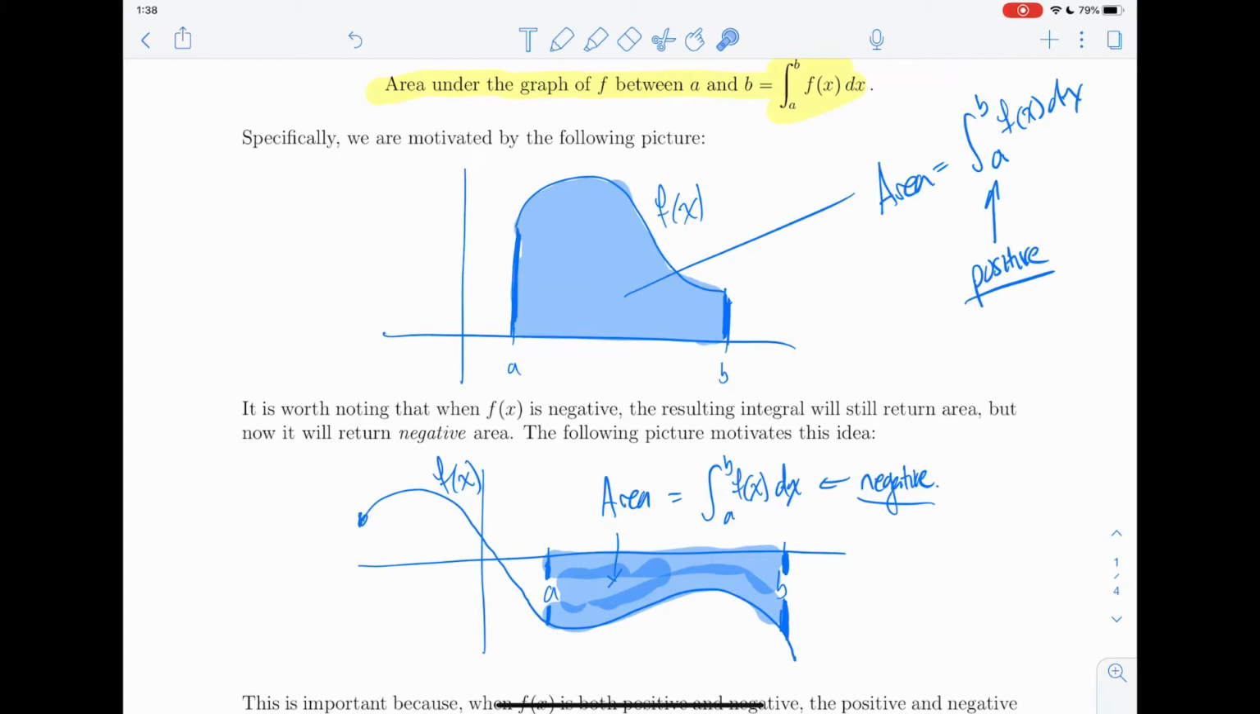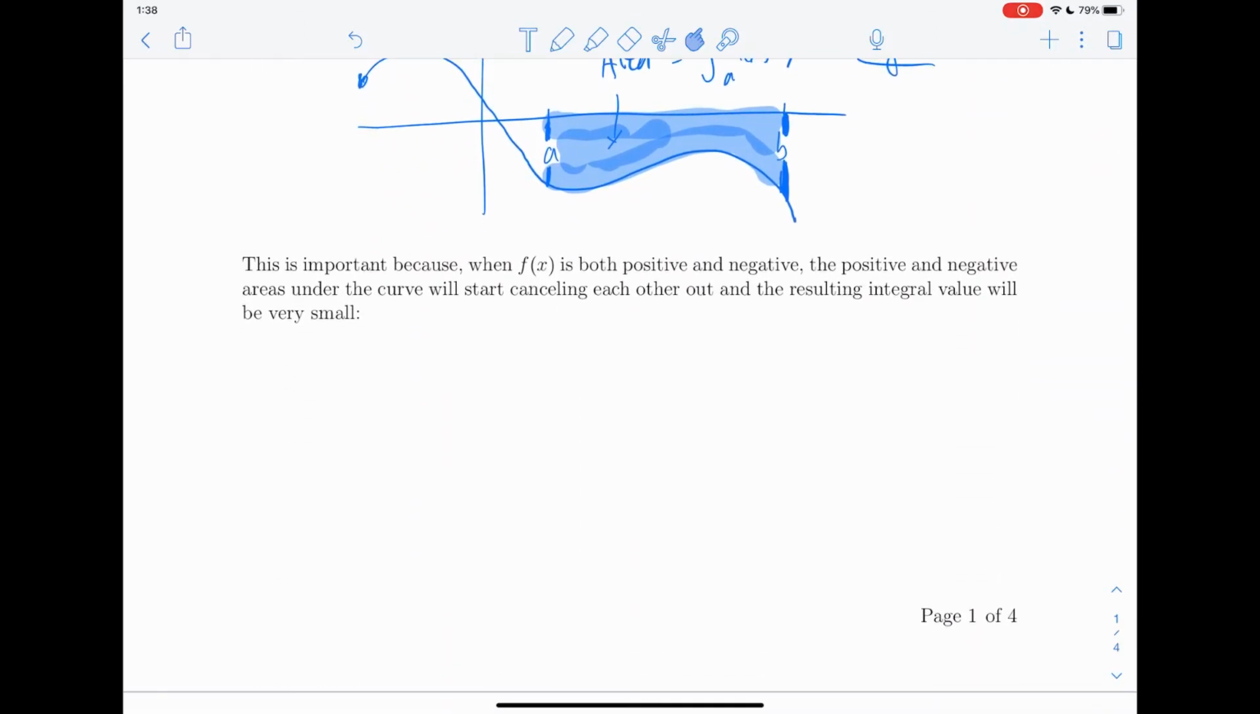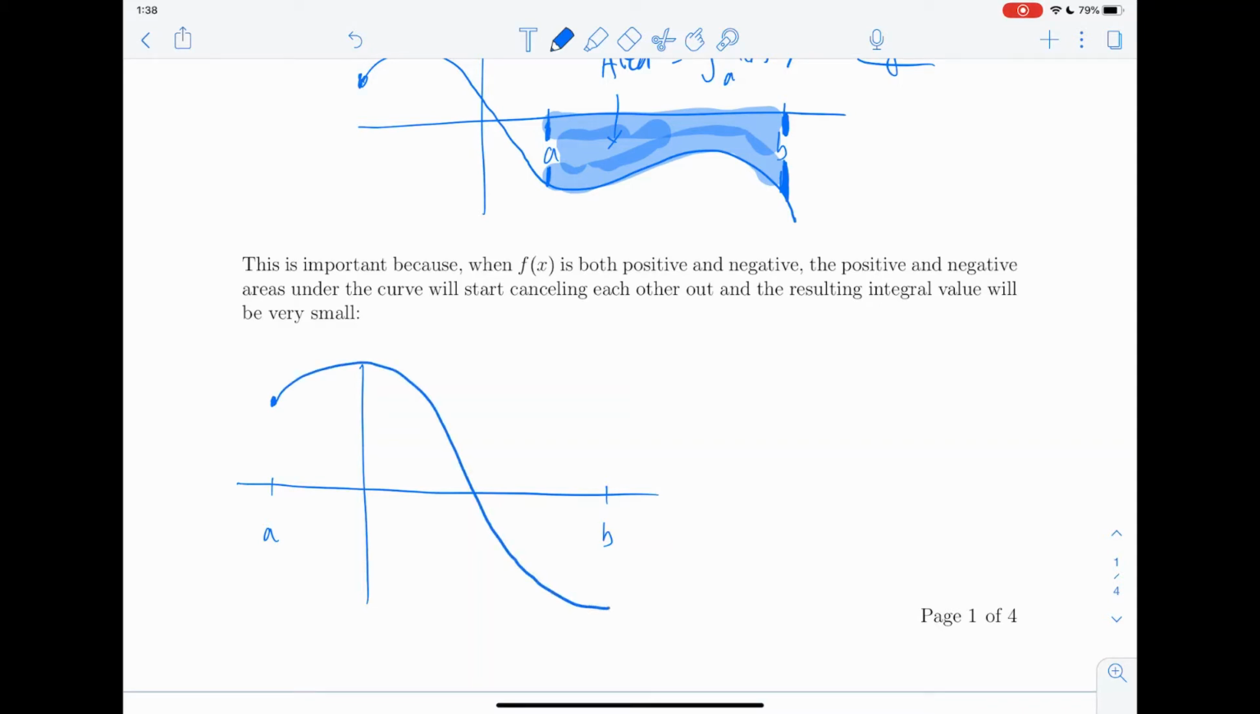So what happens if your function between a and b is both positive and negative at the same time? For example, what if we considered a function where this is a all the way to the left, this is b all the way to the right? Maybe our function starts off positive, but then at some point it switches to negative. Well, our left boundary, a, and our right boundary, b, are given here.